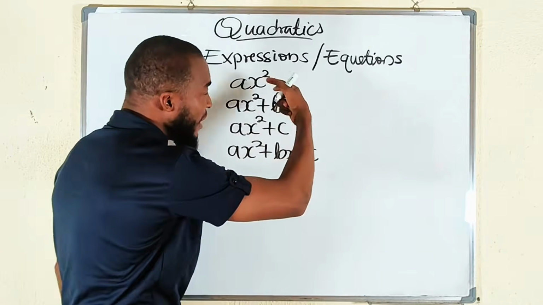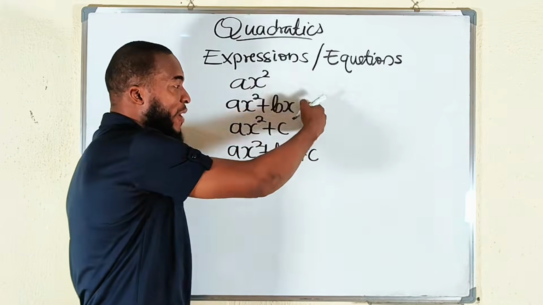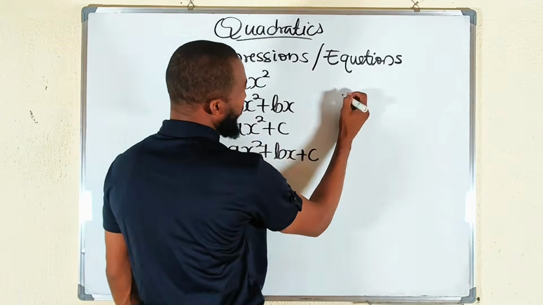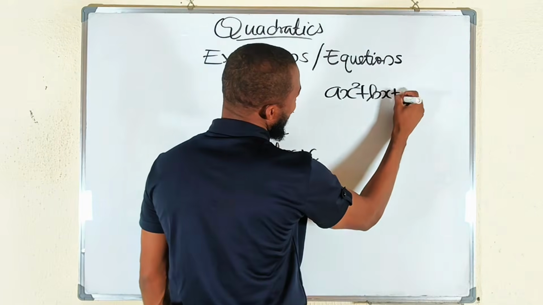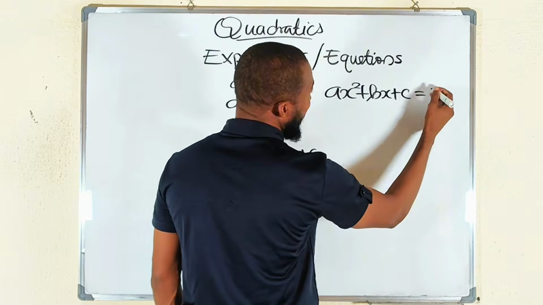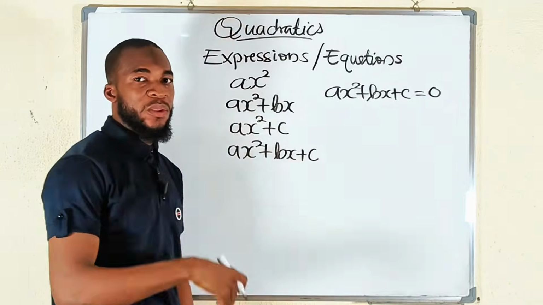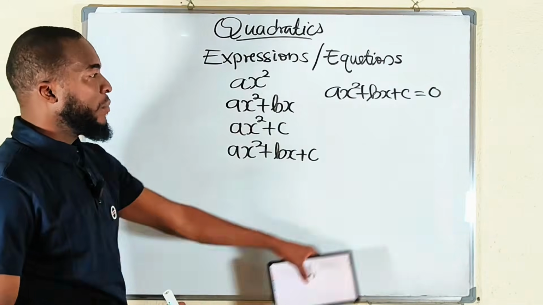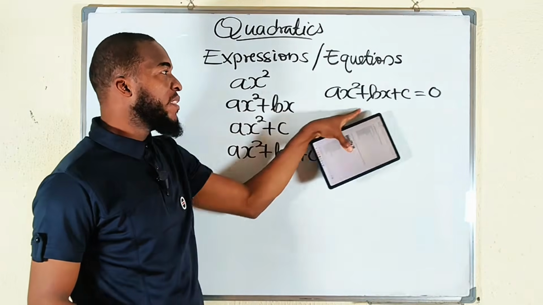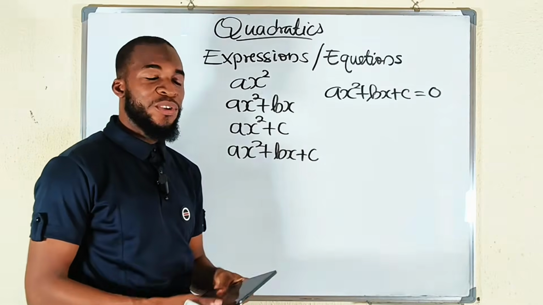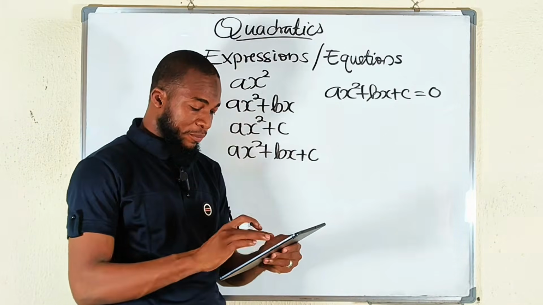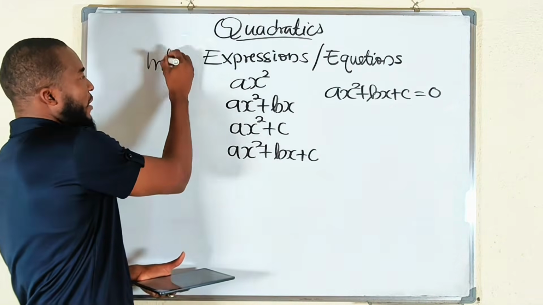An equation is when you have an equality sign attached to any of these four. For example, if you have ax squared plus bx plus c equal to, in most cases 0, but it could be anything else. Because of the equality sign, we say this is a quadratic equation, while these are quadratic expressions. All right, this is under introduction, right?